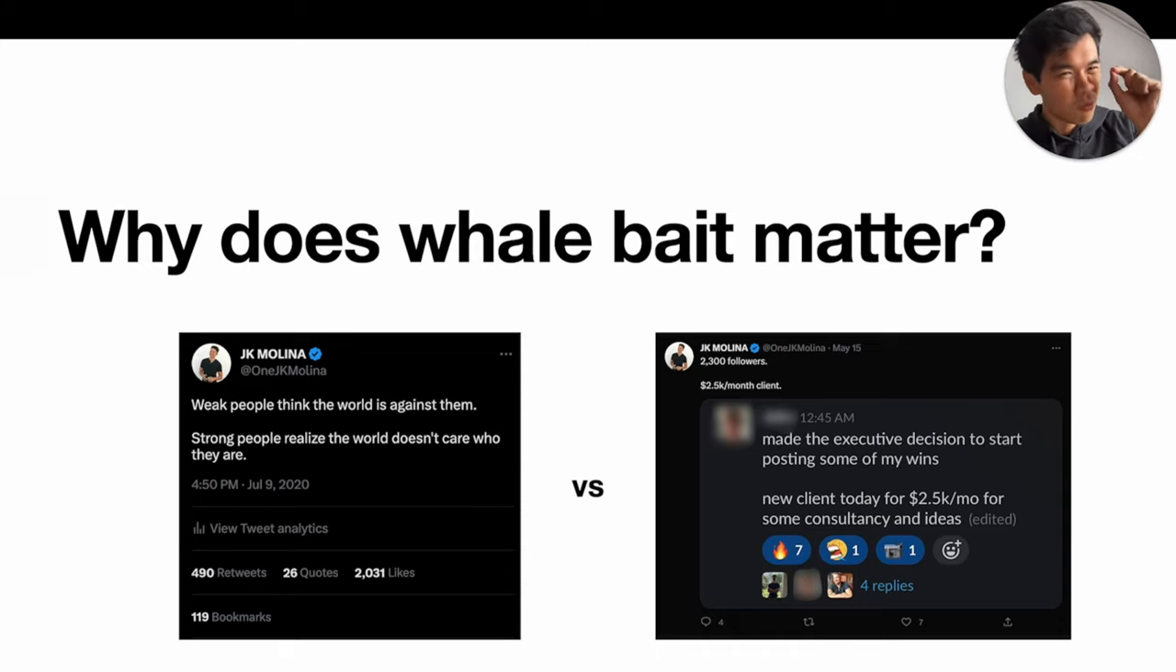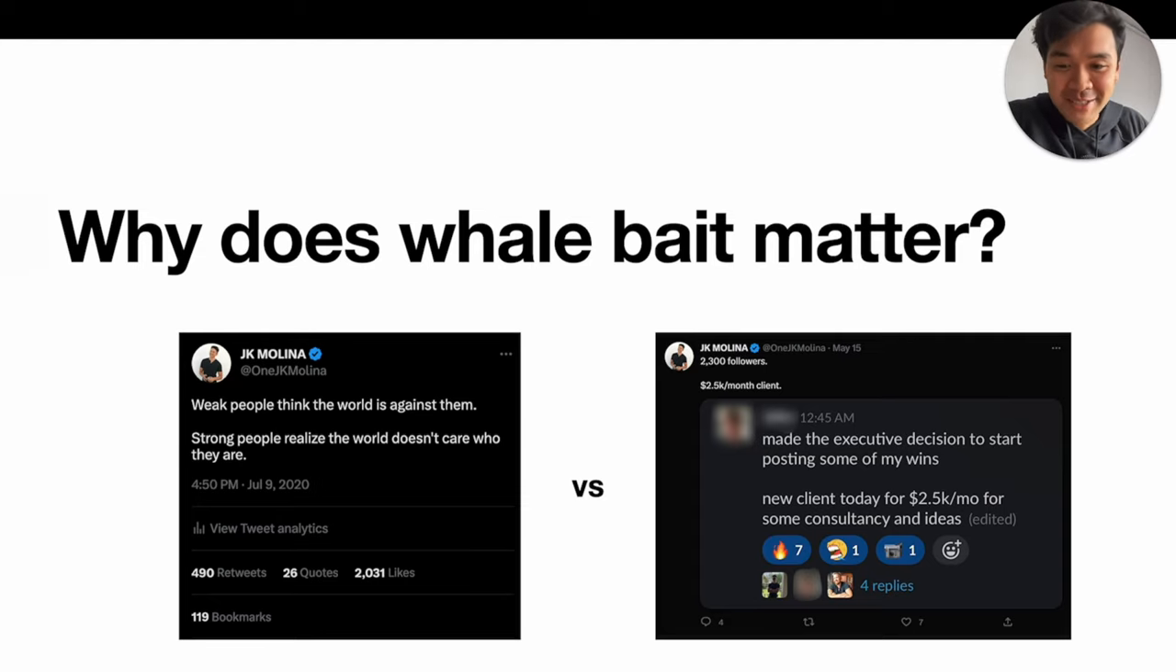But really quick, why does this actually matter? It's because this system depends on us messaging people who follow us already. Imagine a message to the people on the left, right? This was a tweet I tweeted before I realized likes and cash: weak people think the world is against them. Strong people realize the world doesn't care who they are. Very inspirational, very cute. Also made me $0, right?